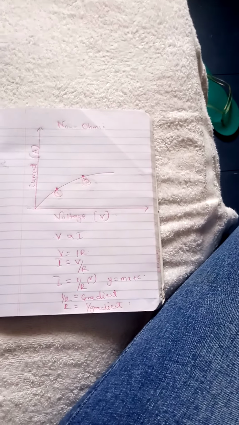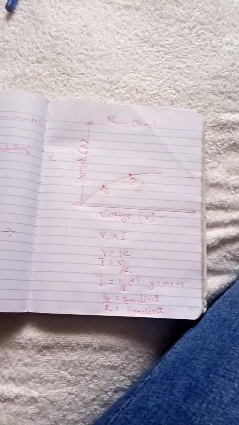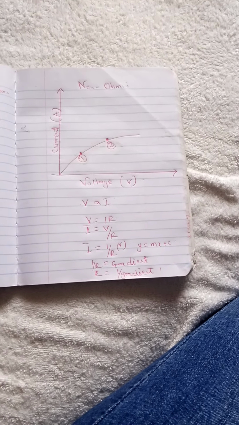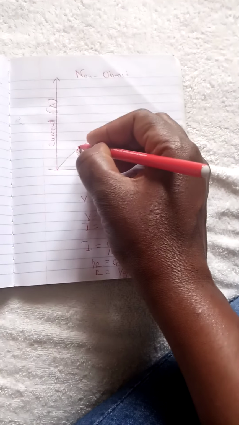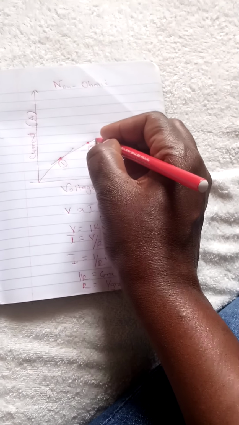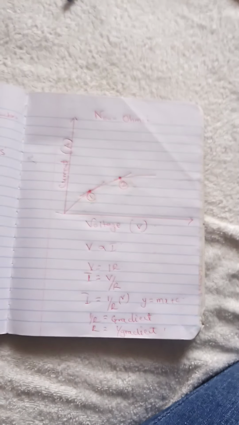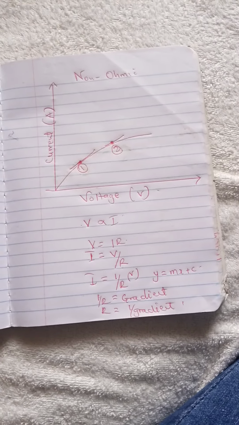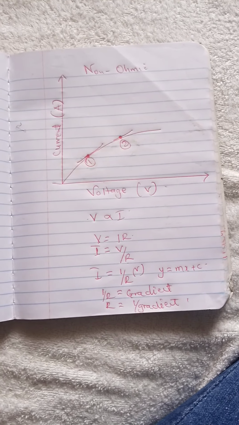So if the question now asks you to calculate the gradient at point 1, what you are supposed to do is to simply draw a tangent at that point. I hope you understand what a tangent is in mathematics. You draw a tangent there and you draw another tangent there. And then from the tangent that you'll have drawn, of course my lines are not straight, but from math we know that the tangent is supposed to be a straight line graph that cuts that curve at only one point.